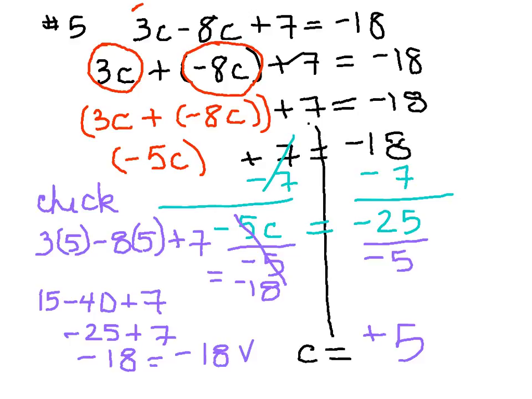So I think this one is number 5. So I think what I'm going to ask you is, when I got negative 5C is equal to negative 25, why did I divide by negative 5 instead of adding 5? And the answer is because you're multiplying between the negative 5 and the C. So to undo that, you have to divide.